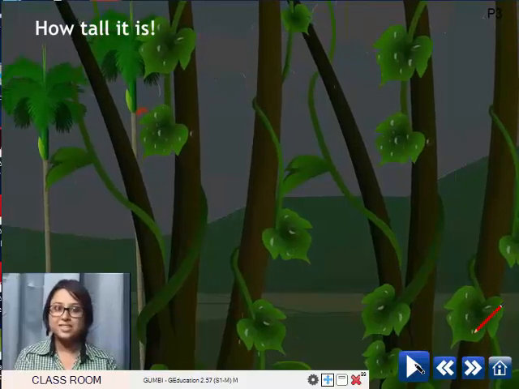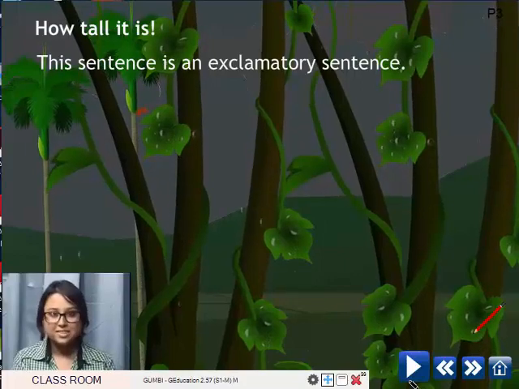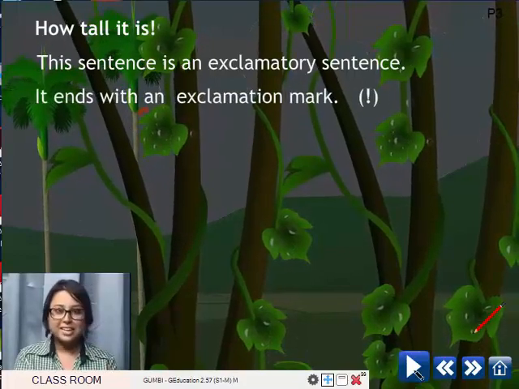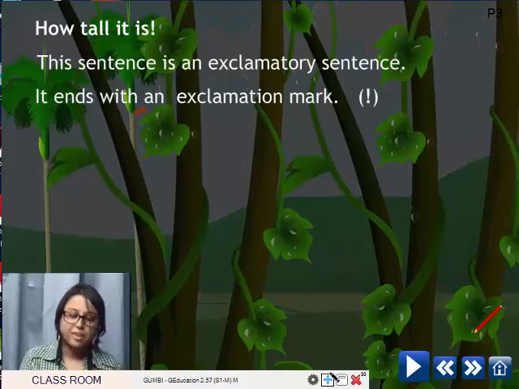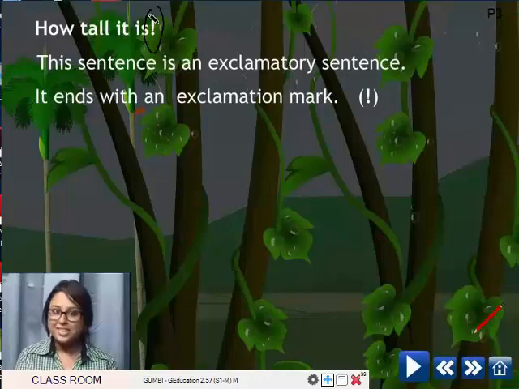How tall it is! This sentence is an exclamatory sentence. It ends with an exclamation mark. How tall it is! First, what is it? Question. It's a lighthouse. Statement. How tall it is! Exclamatory sentence.